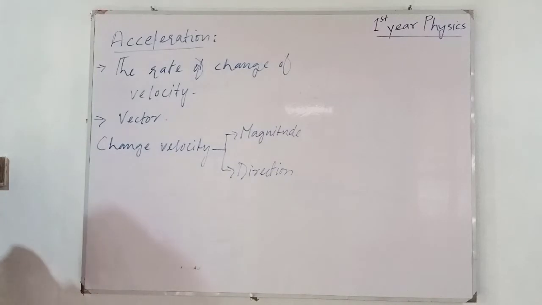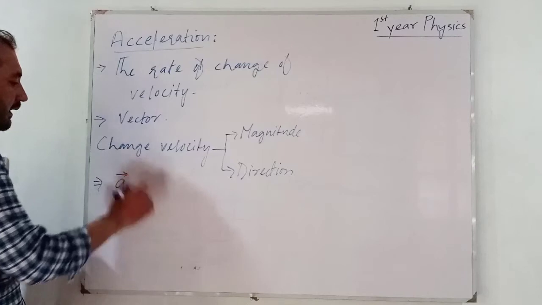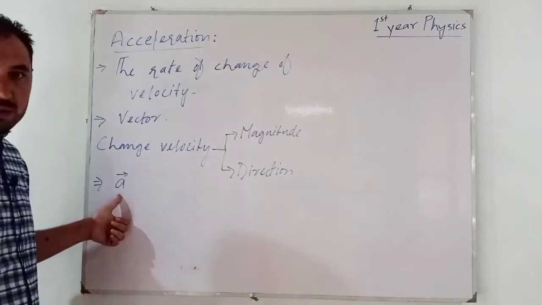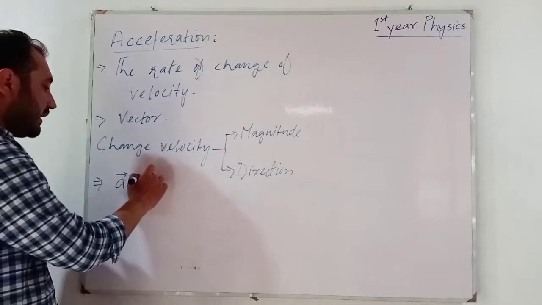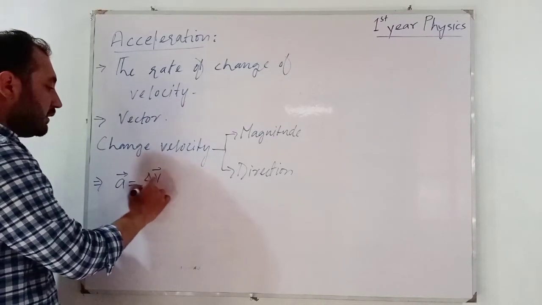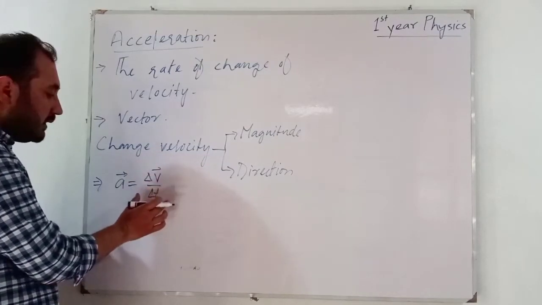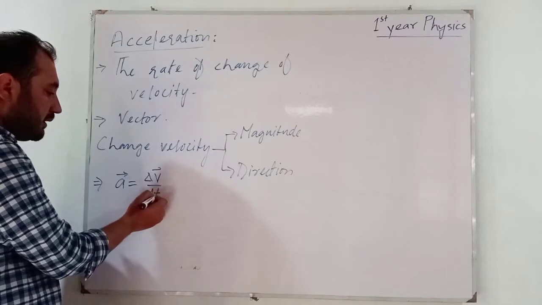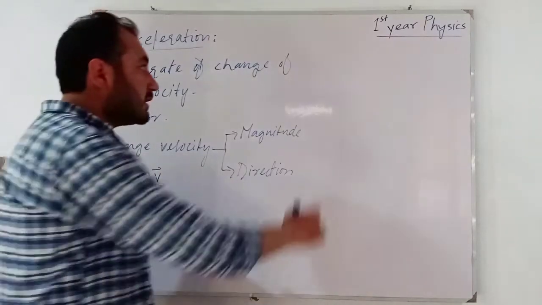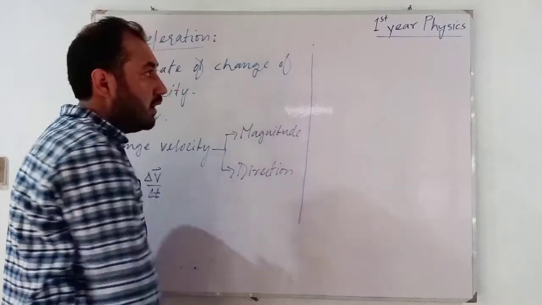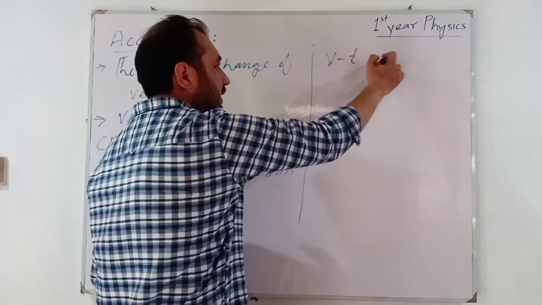Right now, we are interested in acceleration. It is represented with a small letter a and an arrow because it is a vector quantity. From the definition, we know that it is the rate of change of velocity with respect to time. If we find the change in velocity and divide that by the change in time, we are going to get acceleration. Now, in order to understand acceleration, we are going to draw a velocity-time graph. Shortly we can write VT graph.